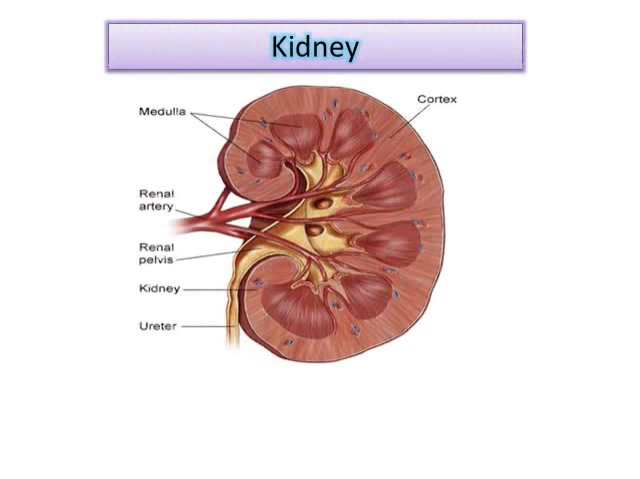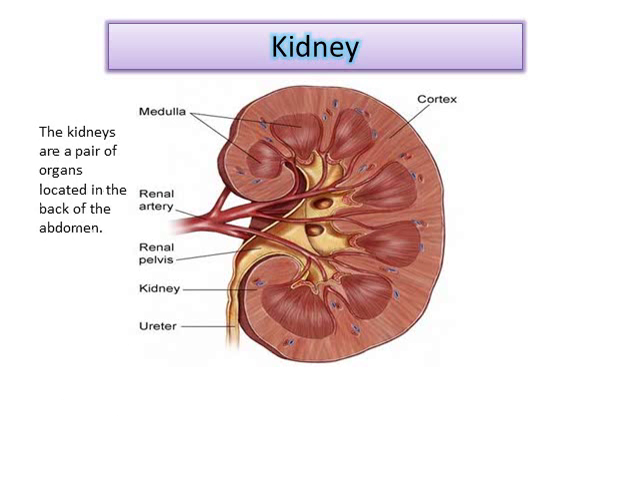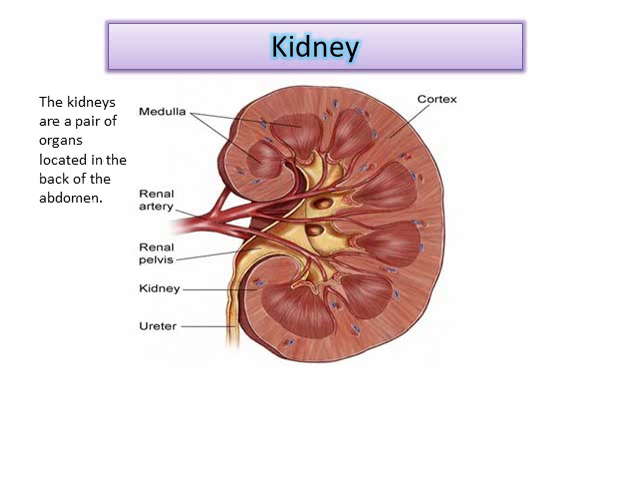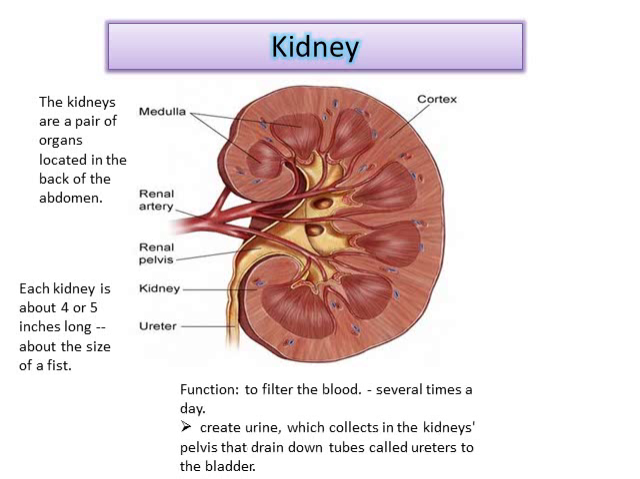This is the structure of the kidney. The kidneys are a pair of organs located in the back of the abdomen. Each kidney is about 4 or 5 inches long, about the size of a fist. The function of the kidney is to filter the blood several times a day.